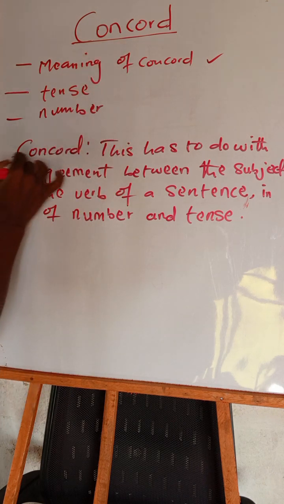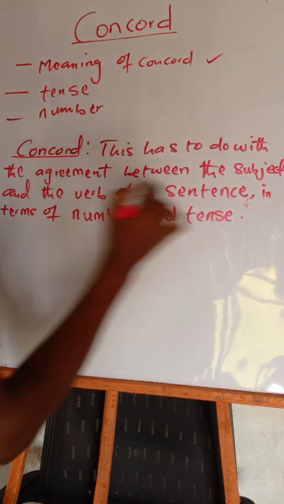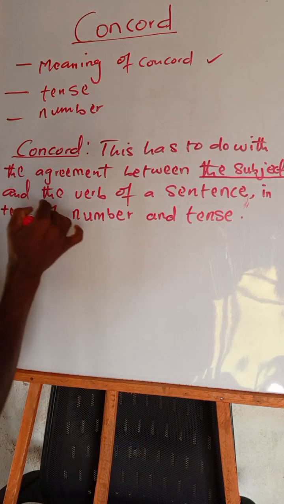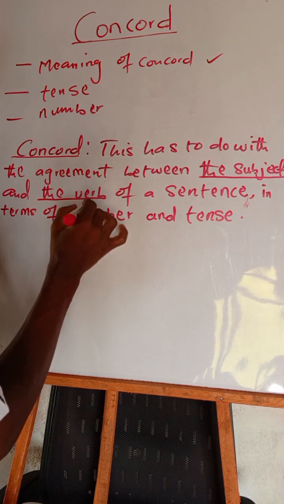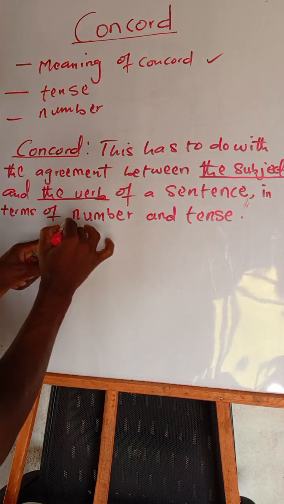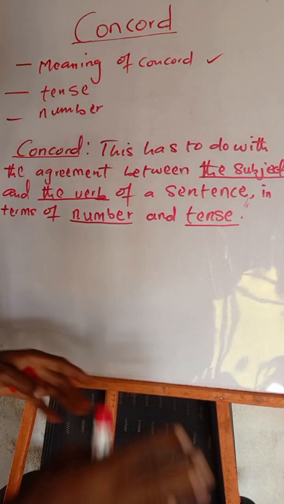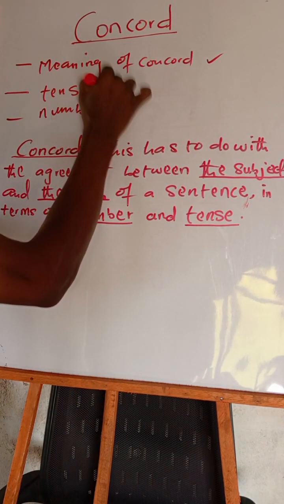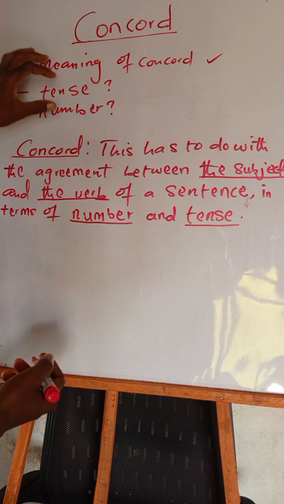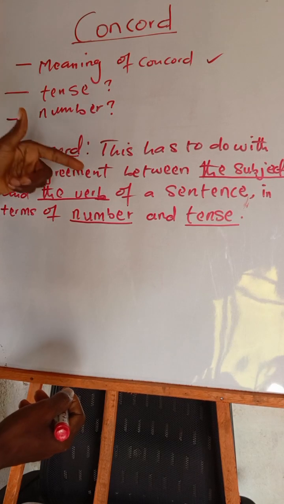Numbers. So if you look at our definition here, we said Concord has to do with what? The agreement between the subject and the verb. These are the keywords: between the subject and the verb. Are you seeing it? The subject and the verb of a sentence in terms of what? Number and what? Tense. Are you seeing it? Now the question now is, what is the meaning of tense and what is the meaning of number? What do you understand by tense and what do you understand by number?